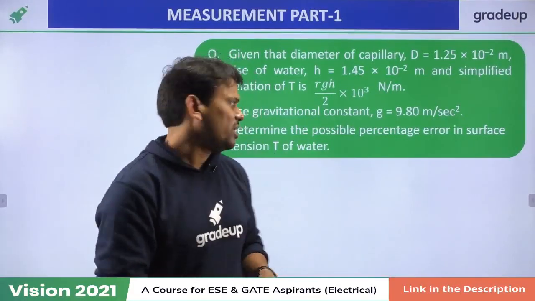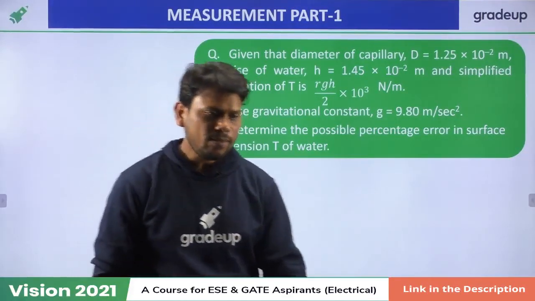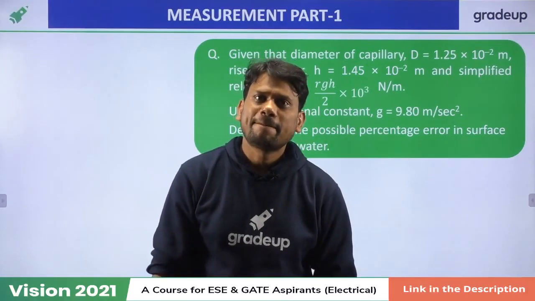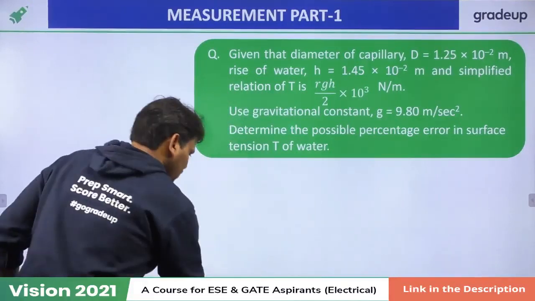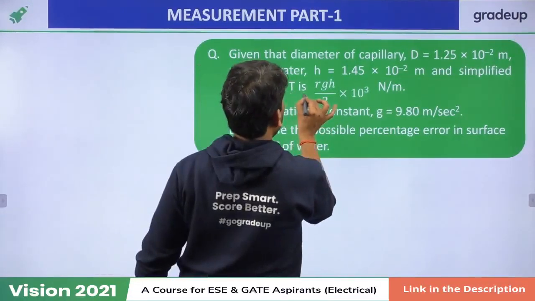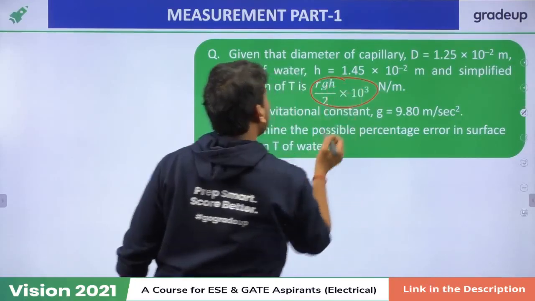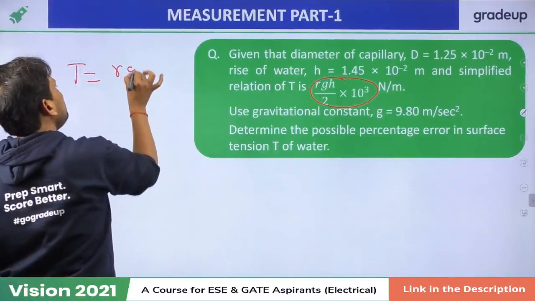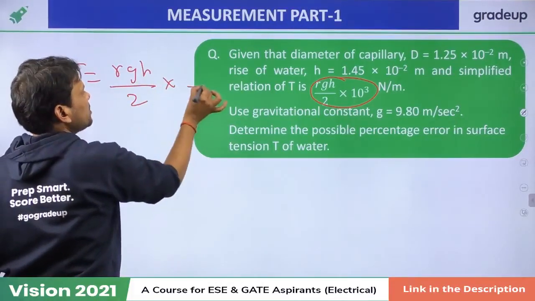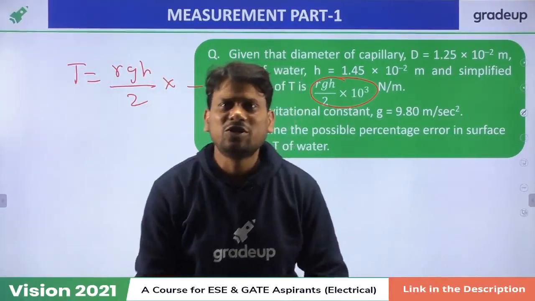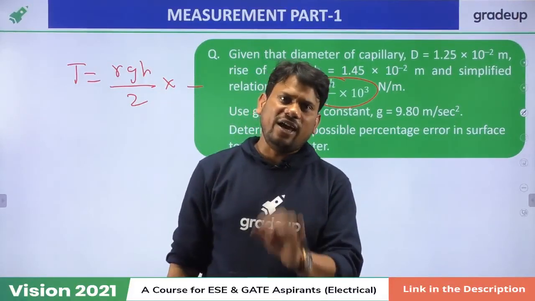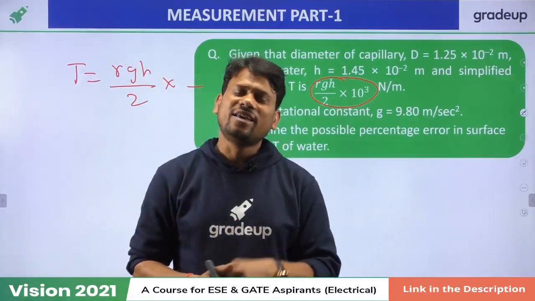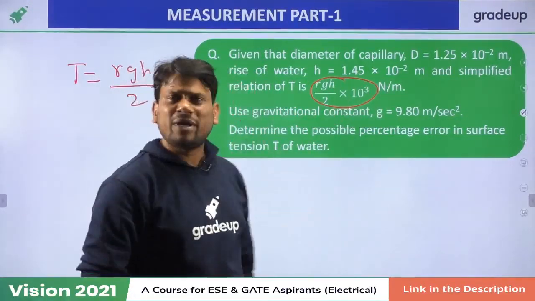Okay. And now the most important thing, this question. So read this question carefully and tell me what will be the answer. So here our final value or formula T is given, and this tension is nothing but, dear friend, T is equal to RGH by 2 into something. Leave this thing, no issue. We want to calculate the final error in the measurement. So what will be the percentage error in the tension or surface tension, whatever is mentioned.